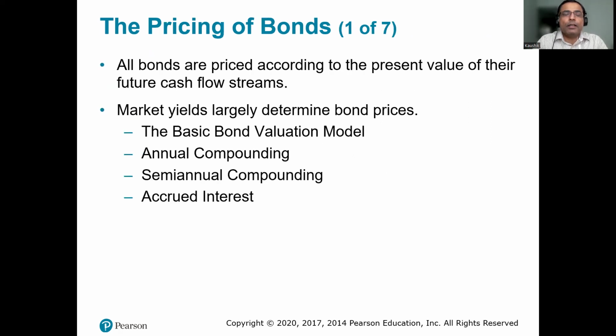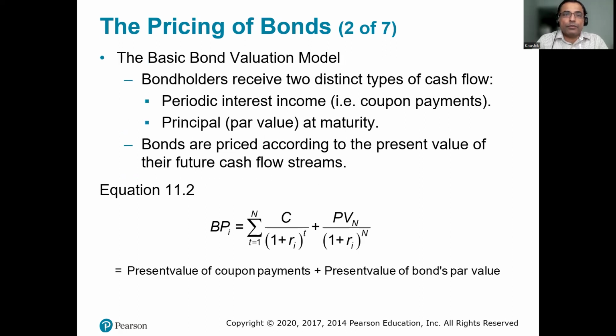So now we look at the pricing of bonds. Bond pricing means the present value of their future cash flows. So the basic valuation model is to consider the periodic interest income and the principal repayment at maturity. And then we find the present value of these two cash flows. The present value of the regular interest payments as well as the present value of the principal or the par value.